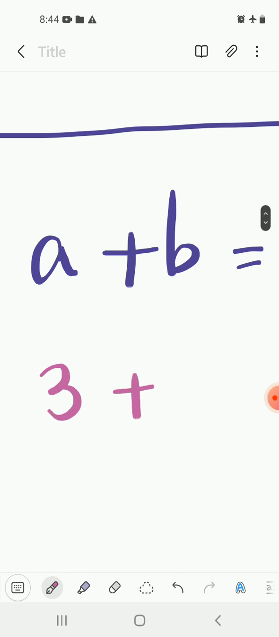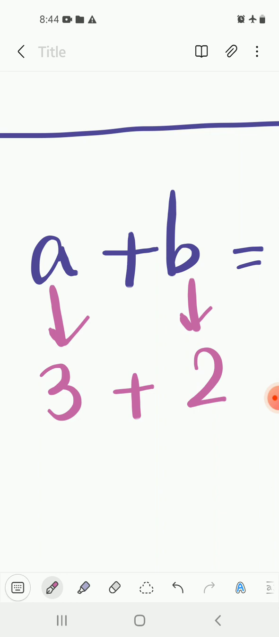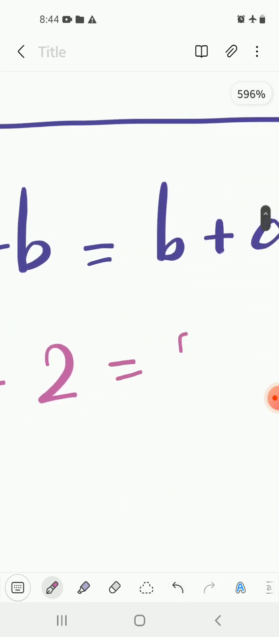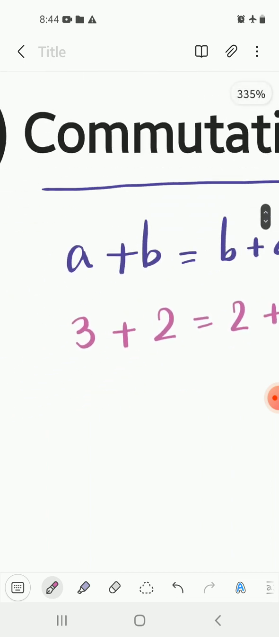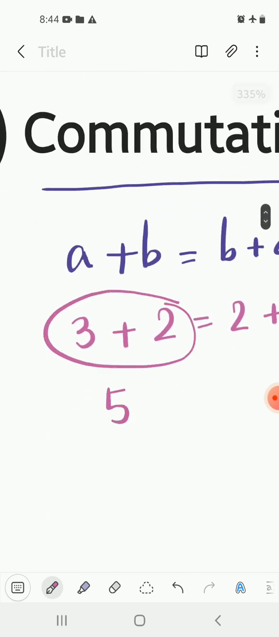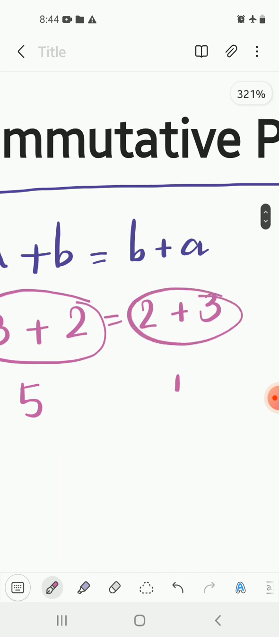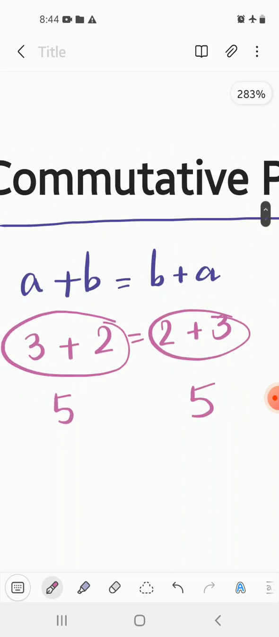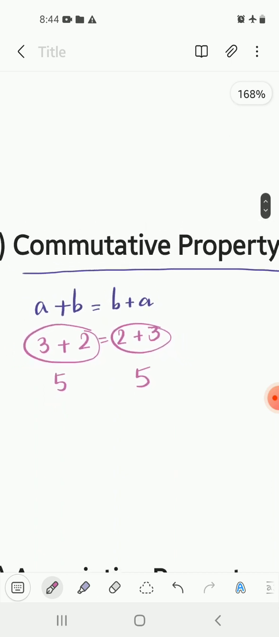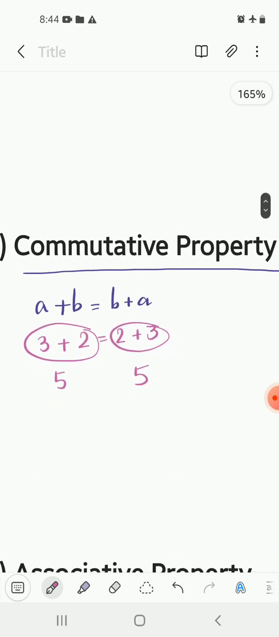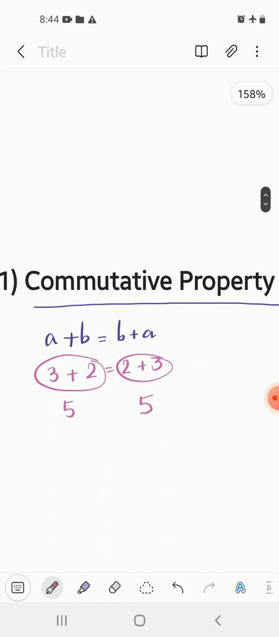3 plus 2. If I take A's value as 3 and B's value as 2, so if I write 3 plus 2 or 2 plus 3, both are same. You can see 3 plus 2 is also 5 and 2 plus 3 is also 5. This proves the commutative property of addition, which means if you alter the position of the numbers, the answer remains the same in case of addition.